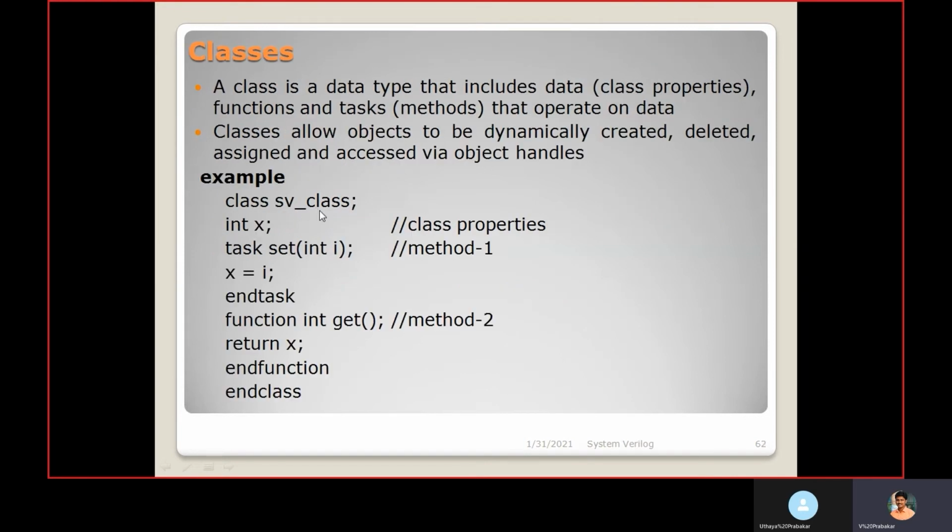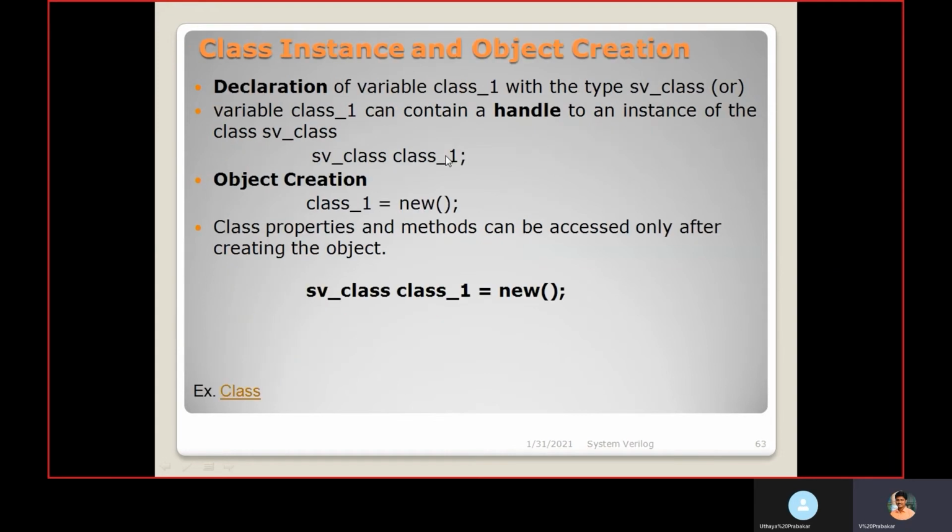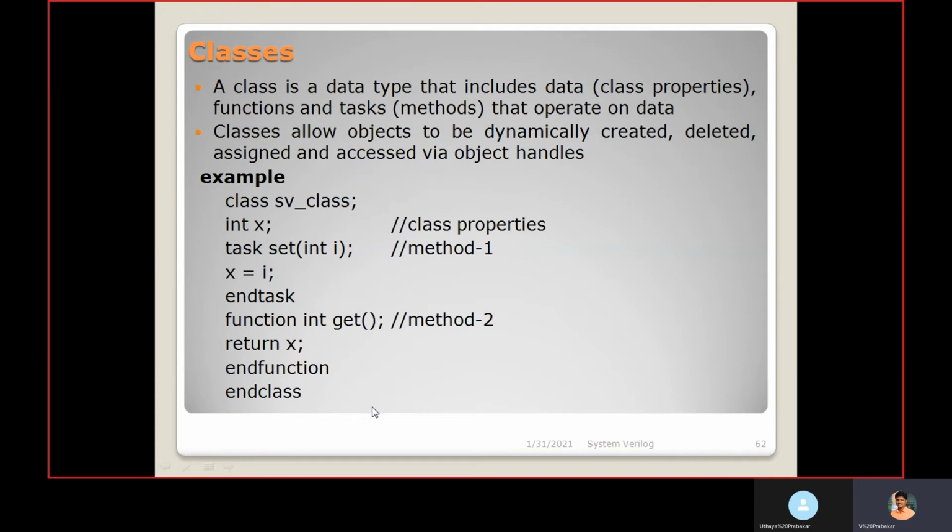Using that, I declare a variable. So class1 is of type SV class. Another way to say it is that class1 is a handle to access the SV class. Then object creation: here it is just a handle. No physical memory is allocated for this class. It is a virtual thing.